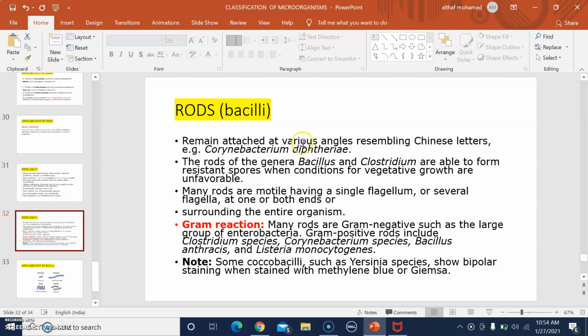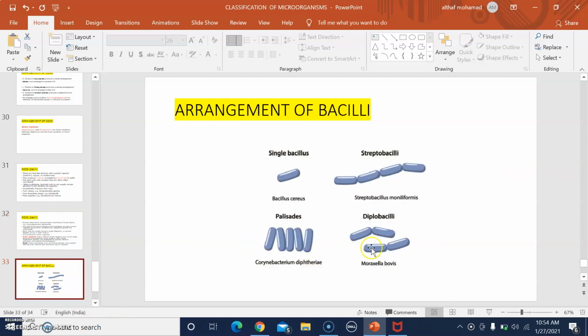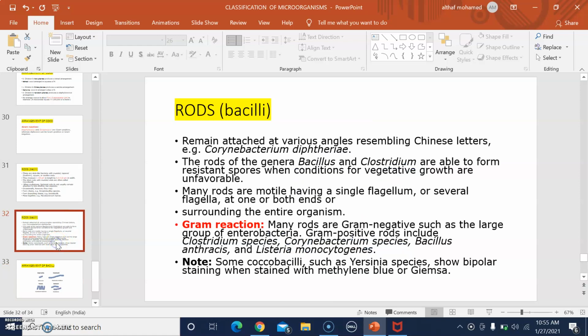Then next, sometimes they may remain attached at various angles and resemble Chinese letters. Look at this picture. They may attach at various angles, and they show similarity to Chinese letter arrangement. This type of arrangement can be seen in the bacteria causing diphtheria, that is Corynebacterium diphtheriae. Then next, sometimes the rods of the genera Bacillus and Clostridium are capable of forming spores.